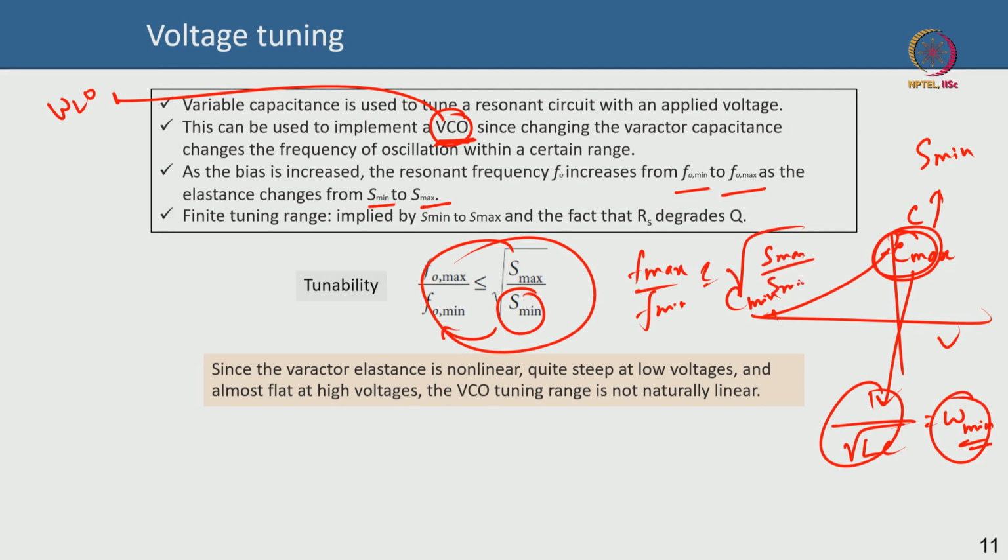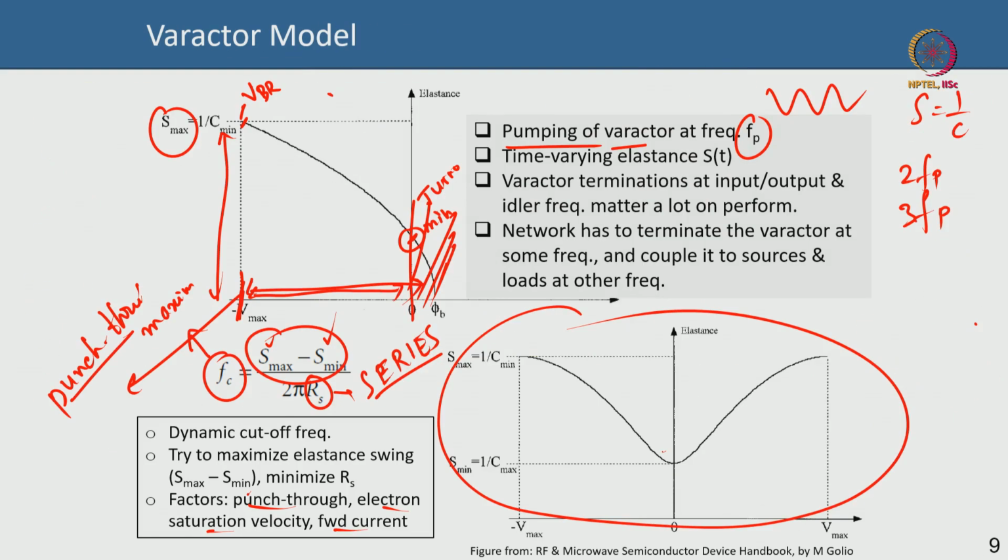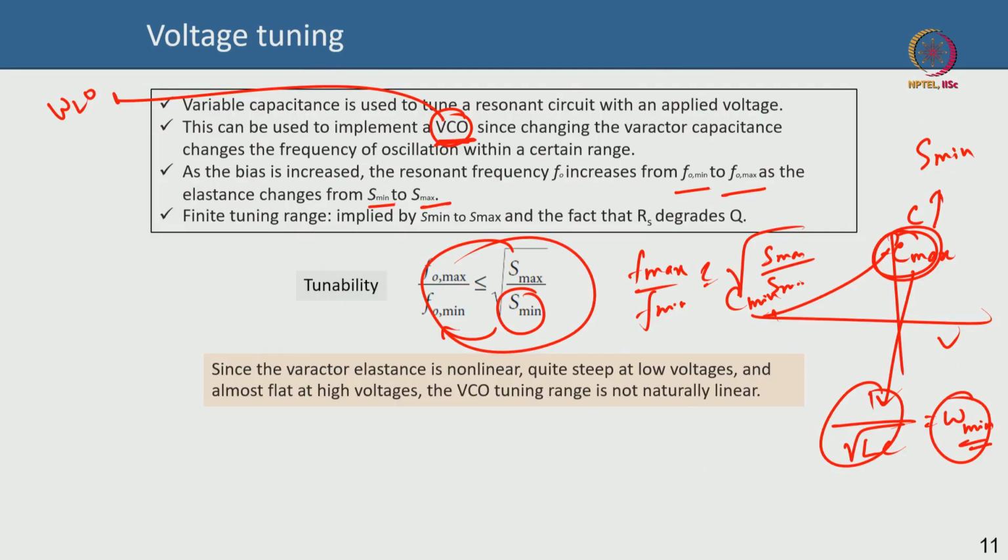Okay. Since the elastance is nonlinear, what I mean is that if you go back to the previous slide, you see this is an elastance, it is a nonlinear elastance. It is very steep here and it is flattened here. So, what we can see is that your tuning range is actually not linear, because your elastance is not linear. It is steep at low voltage, it almost saturates at high voltage. So, that kind of factor also comes into the picture. You do not expect a linear tuning range.